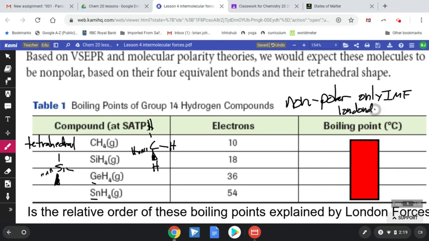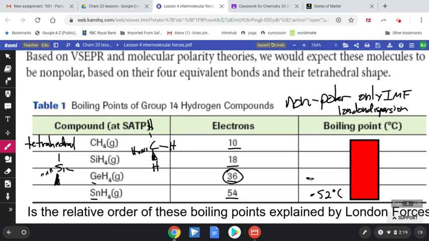So what does that mean? Well, if we know the number of electrons that are in the molecule, you can predict the relative size of the boiling point. More electrons, stronger intermolecular force, higher boiling point. So which of these four would have the highest boiling point? Looking at number of electrons. And if you guessed SnH4, you are correct. So what is its boiling point? Well, it's minus 52 degrees Celsius. Okay, which one would have the next highest boiling point?